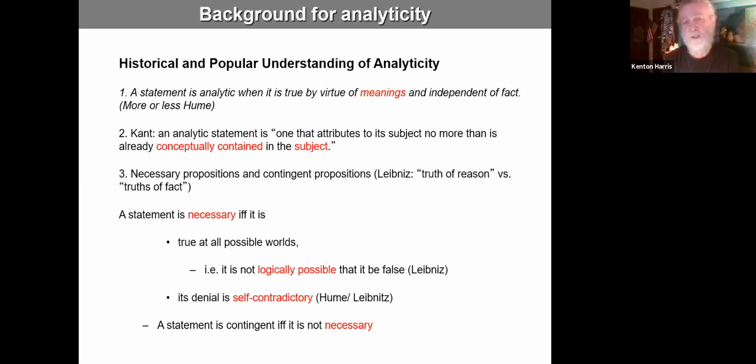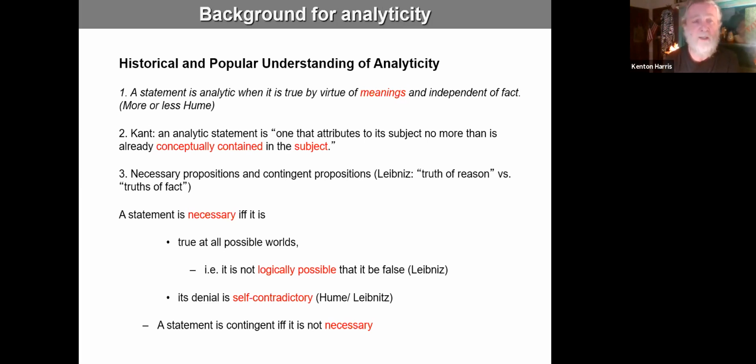So a necessary statement is one that's true in all possible worlds. It is not logically possible that it be false, according to Leibniz. In other words, there is no possible world in which it is false. Or you might also say its denial is self-contradictory. Again, that's what Hume has in mind. That's what Leibniz has in mind as well. A statement is contingent if it's not necessary.